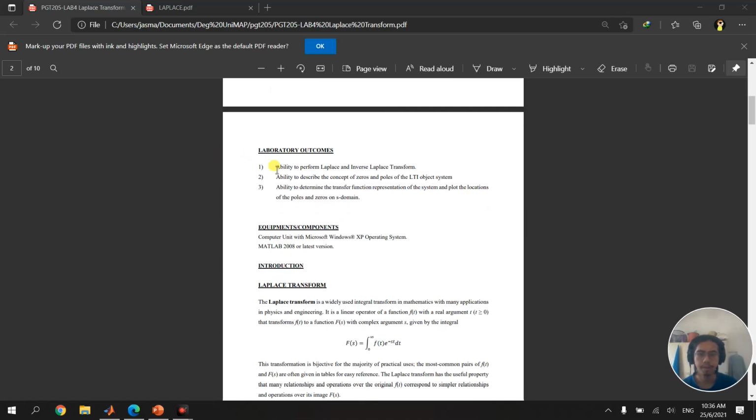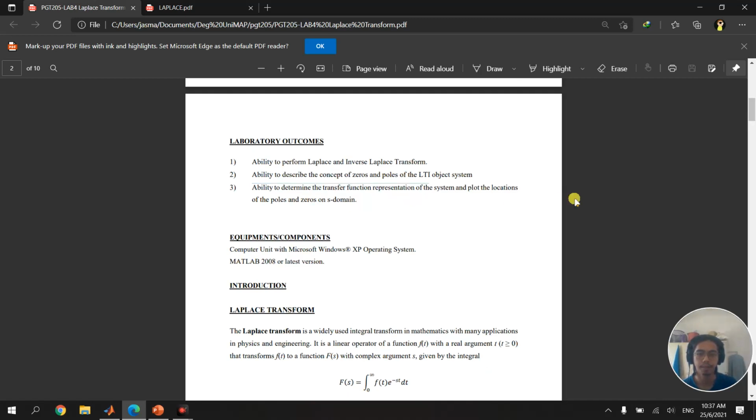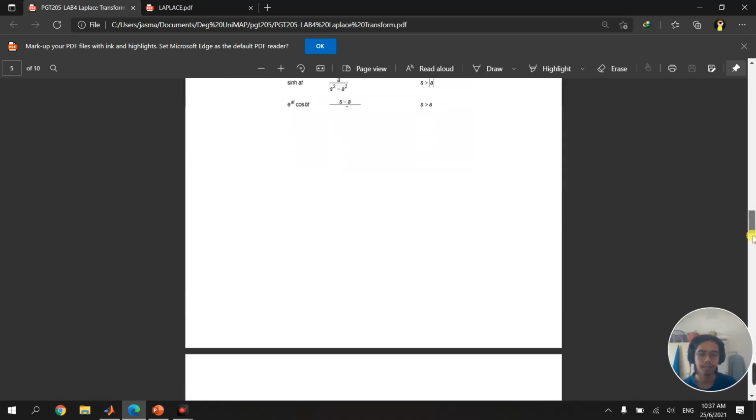The laboratory requires us to perform Laplace and inverse transformation, describe the concept of zeros and poles of a system, and determine the transfer function of a system and plot the location of the poles and zeros on the s domain. Okay, let's go to the question.